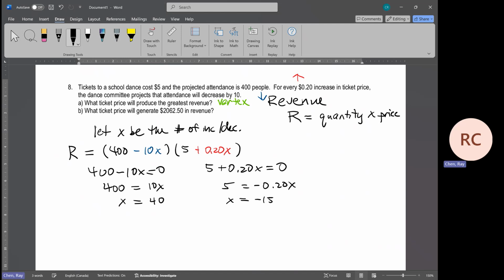Let me just double check if I did this right. My apologies. 400 divided by 10 is 40. And 5 divided by negative 0.2 is negative 25. That's my fault, folks. I knew that was wrong.